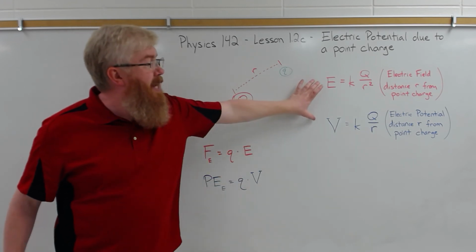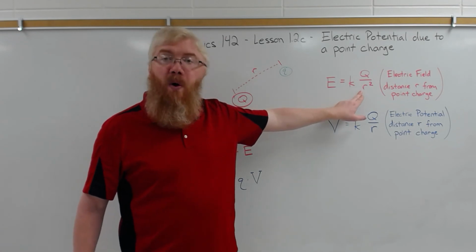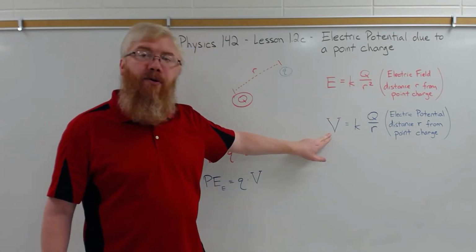Again, see how similar these equations are, but they are distinct. The electric field goes as 1 over R squared. The electric potential goes as 1 over R.